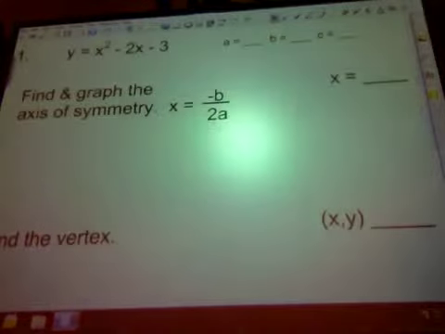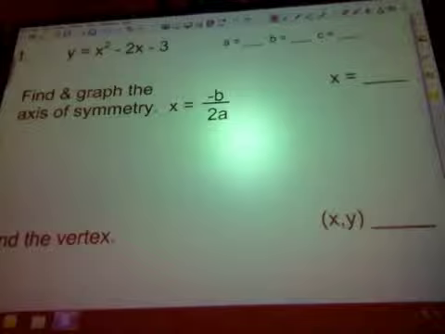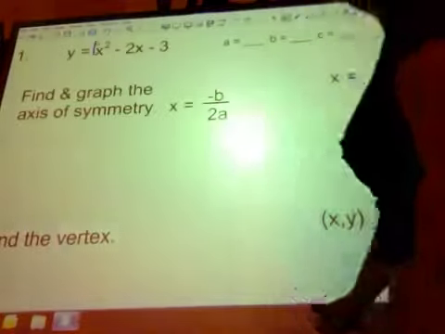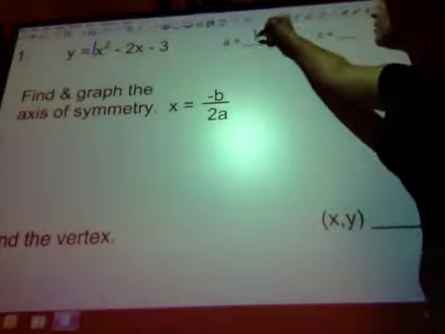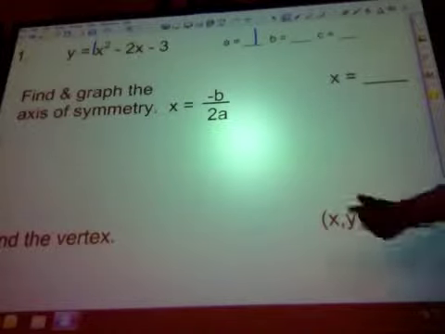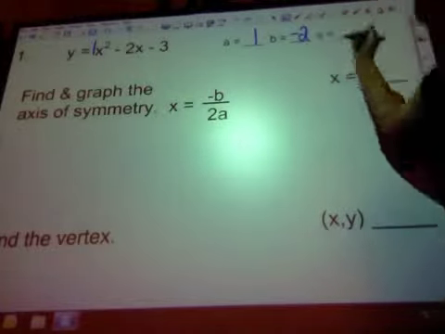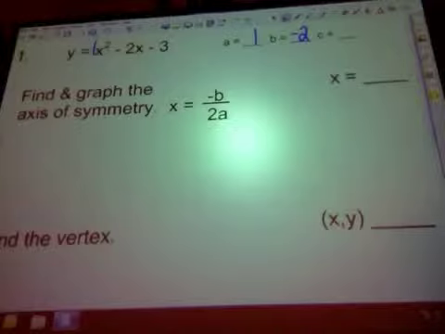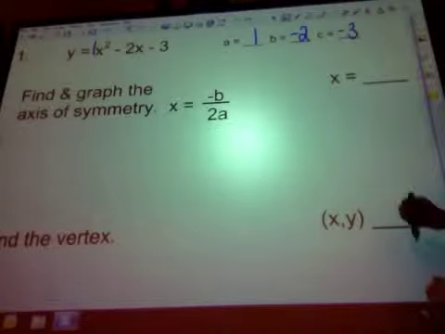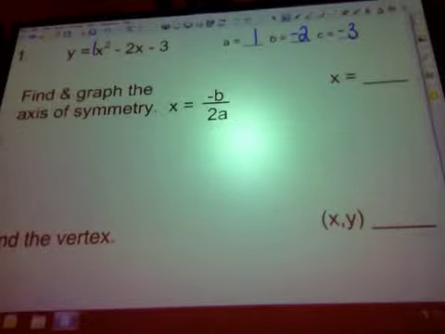So the first thing that you have to do is identify which numbers are a, b, and c. Remember that a is always the number in front of x squared. So in this case, we don't have a number showing, which makes it a 1. B is always the number that's with the x. Since we have a minus 2x, our b will be negative 2. C is always the number that doesn't have a variable with it. In this case, we're having negative 3 as our c because it says minus 3 in our equation.